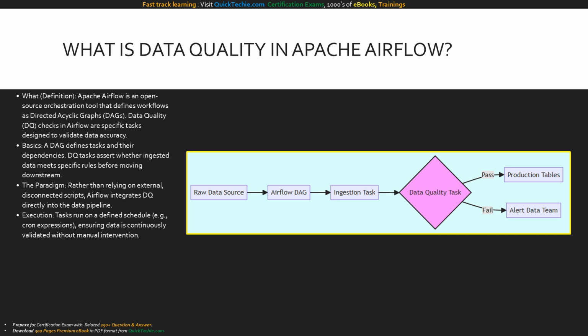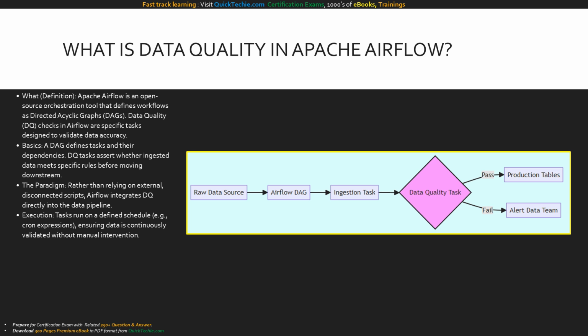In Airflow, we build workflows called directed acyclic graphs, or DAGs. Think of a DAG as a data pipeline where each node is a discrete task. By embedding quality checks natively as tasks inside these DAGs, we transform Airflow from a simple task scheduler into an active gatekeeper for our data warehouse. These tasks run automatically on a defined schedule, evaluating your data against strict rules to ensure everything is perfectly accurate before any downstream consumer ever sees it.